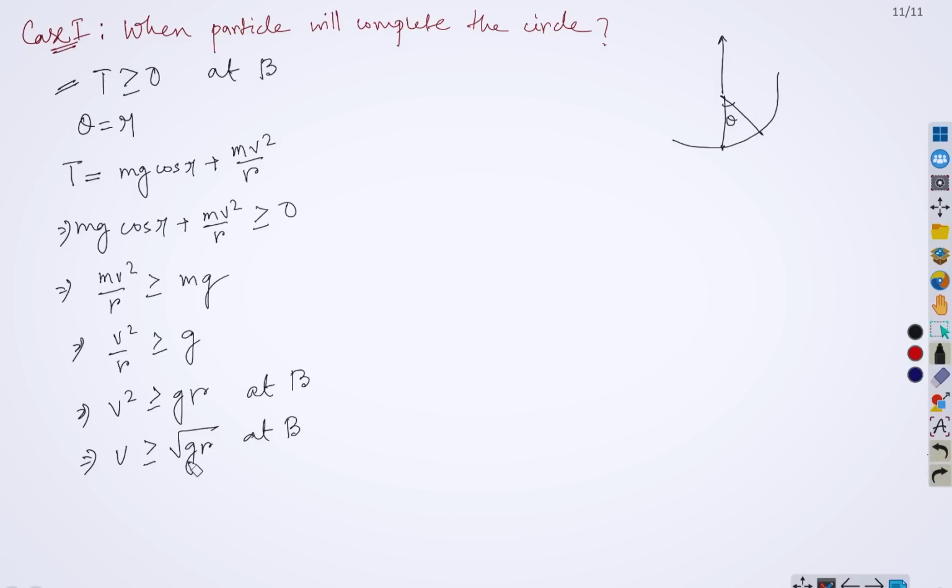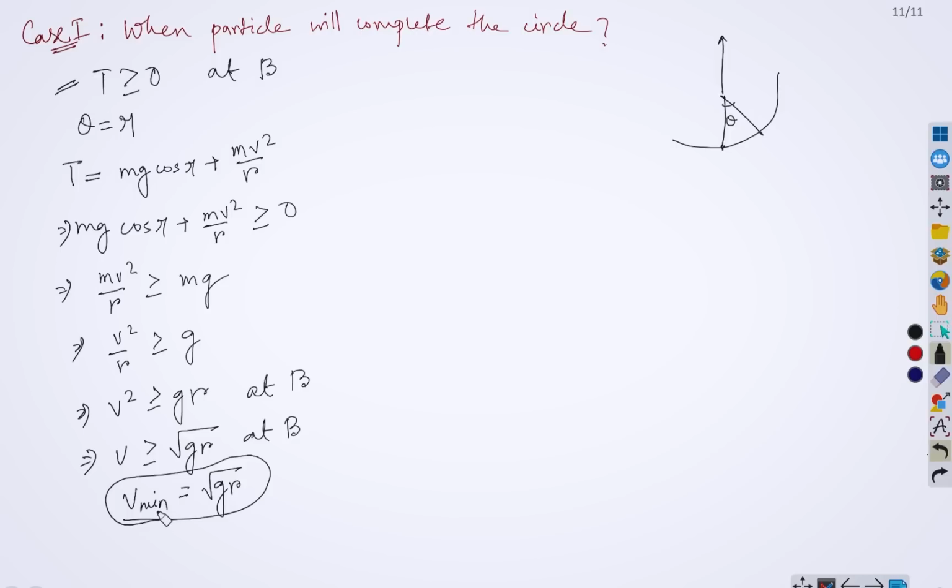Does it make sense? I mean, the minimum velocity at the highest point should be at least square root of gr, right? So in order to achieve this velocity, so that the particle should be able to complete the whole circle, or in other words, the tension should not be 0 at this point, or the string should not slack at the highest point, the velocity of the particle at the highest point should be at least square root of gr, that is, it should at least follow this v min.